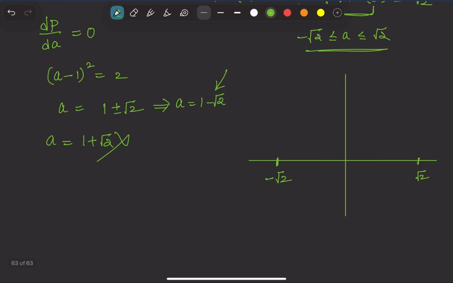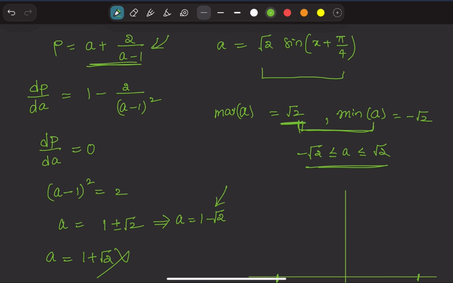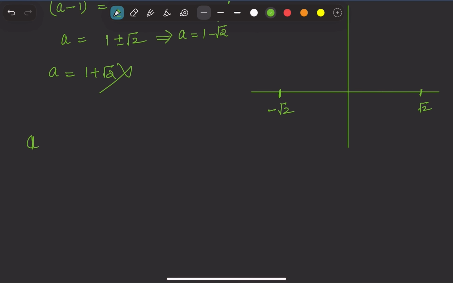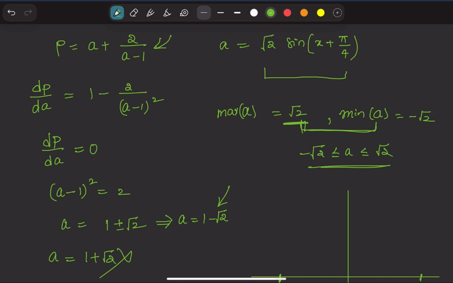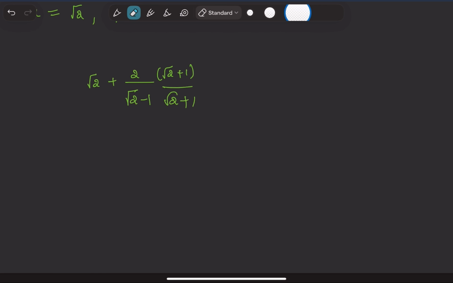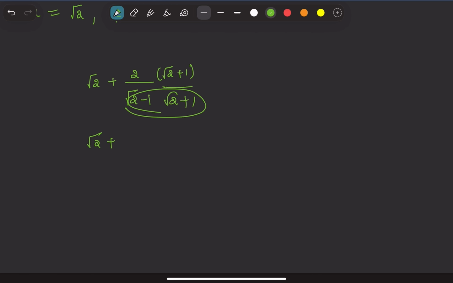So if you put A is equals to minus root 2 in this, you will get P is equals to 2 minus 3 root 2. Similarly, if you put A is equals to root 2, you will get P is equals to, I forgot the value, so let me derive it. A is equal to root 2. So that is root 2 plus 2 upon root 2 minus 1. Rationalize this term, root 2 plus 1, root 2 plus 1. So root 2 plus 1, you can apply a plus b into a minus b formula. So this is 2 root 2 plus 2. So this is 2 plus 3 root 2, alright.